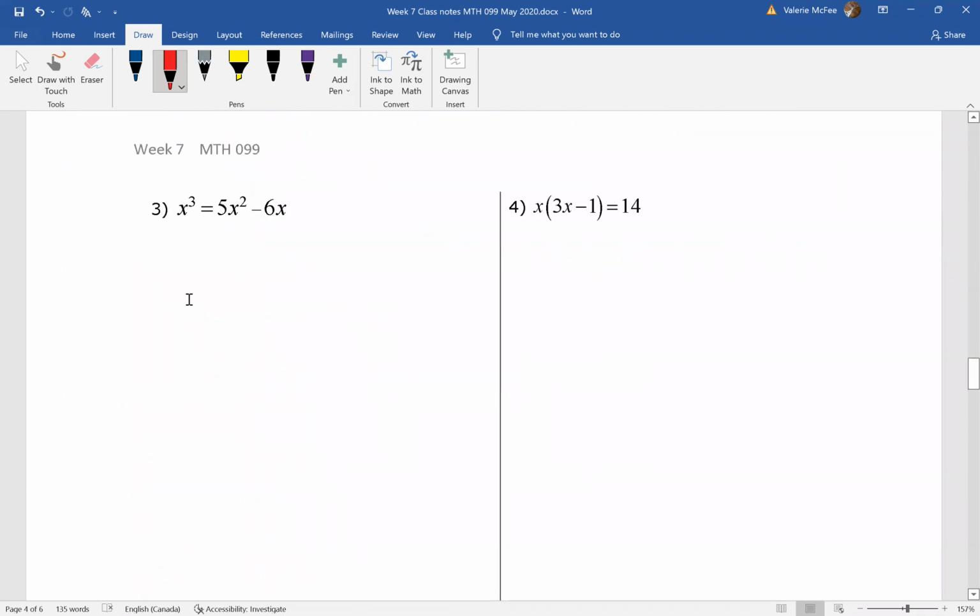All right, let's get started on question 3 together, and then I'll let you finish it. Step 1, one side of the equation has to equal 0. Now, I always like my highest power of x to be positive. So I'm going to subtract 5x squared from both sides. I'm going to add 6x to both sides, and now it equals 0.